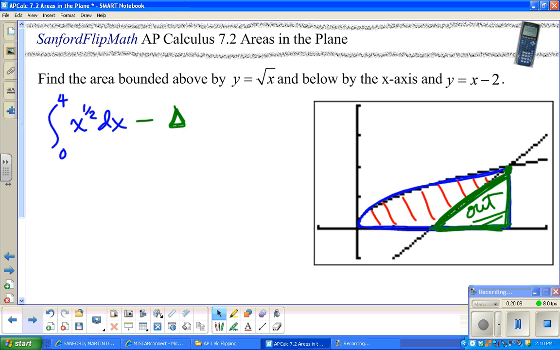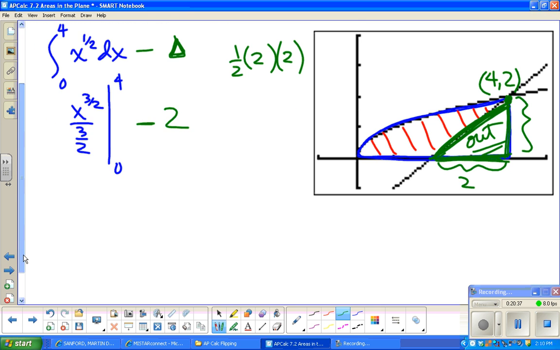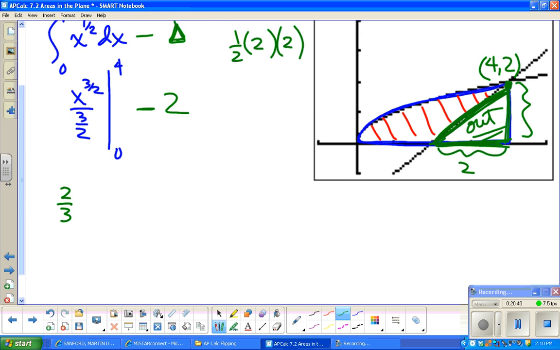Okay, so antiderivative of x to the 1/2, we've seen this a few times now, x to the 3/2 over 3/2. We're going to evaluate that from 0 to 4. And then we're going to subtract off the triangle, which is 1/2 base times height. The base here is 2. The height here, remember this is at 4, 2, is 2 also. So that is really just minus 2. Okay, so I have 2/3, multiplying by the reciprocal, 4 to the 3/2 minus, when I substitute 0 in, that'll just be 0, and then minus 2.